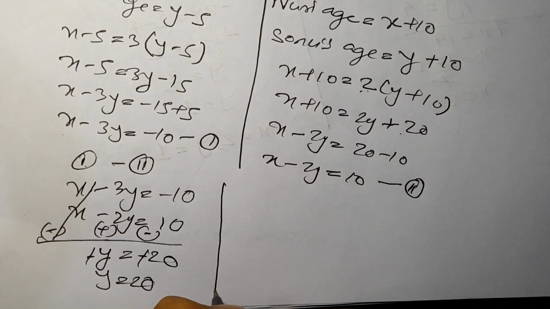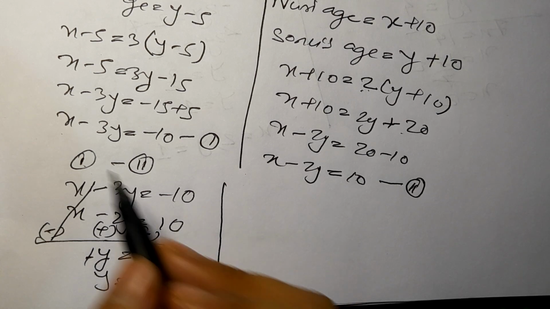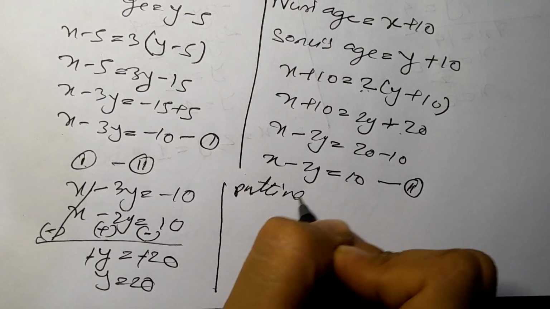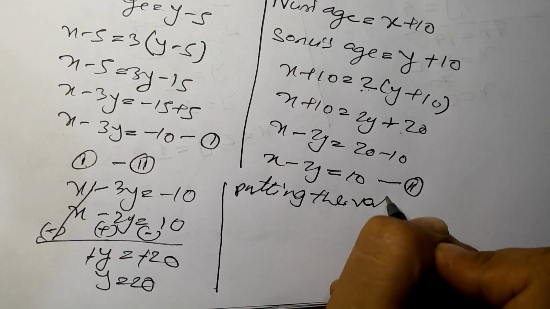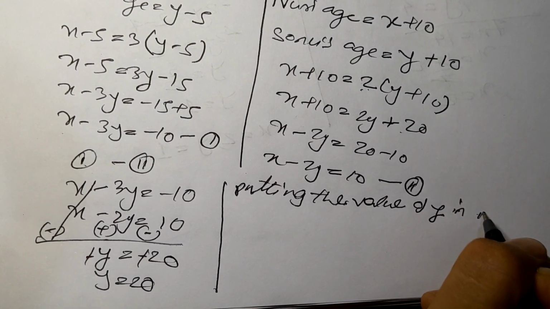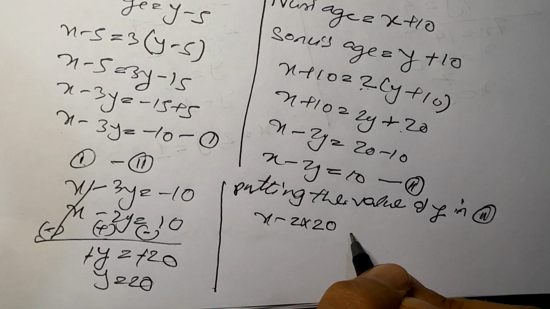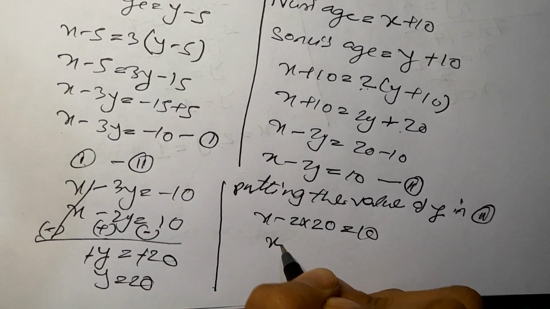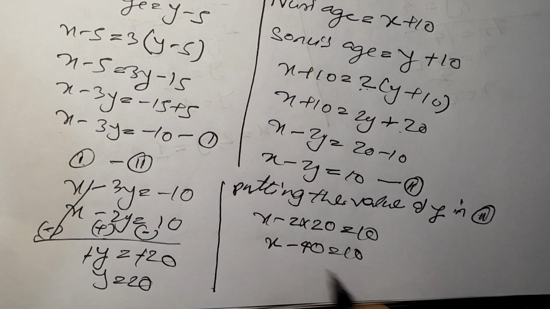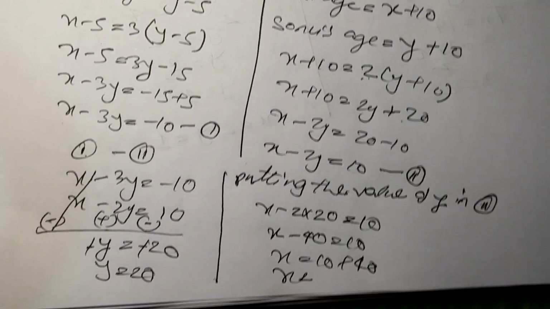Now put the value of y to find the value of x. So putting in which equation will be better? I think equation 2 will be better. So putting the value of y in equation 2, that is x minus 2 into 20 equal to 10. So that is x minus 40 equal to 10. So take it that side, x equal to 10 plus 40. So that is x equal to 50.